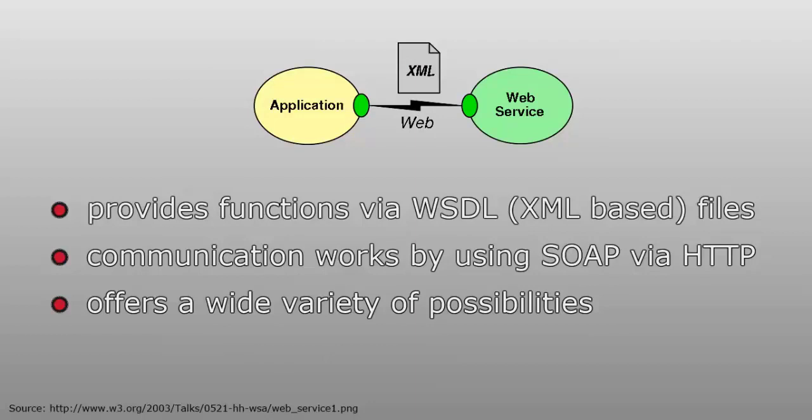A web service is a service which is being provided by one computer, or rather server, and allows other computers to retrieve information by calling functions it provides. WSDL files are being used to describe the exact methods a service offers and the information it requires in order to return the data, for example an identification number. The communication most commonly works by using SOAP via HTTP and is XML based.